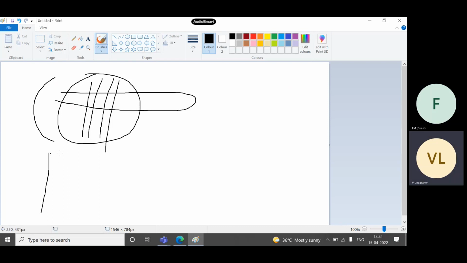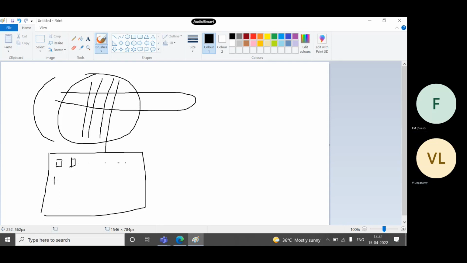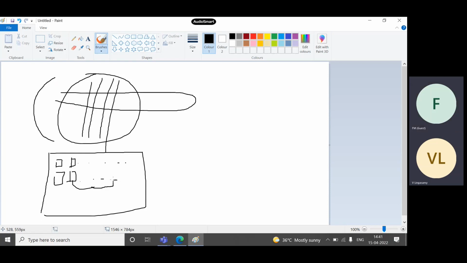In a phase array, we arrange patch elements in this fashion, and each element will be fed like this. It can be a corporate feed or a series feed, so many feeds are there. Likewise, we always feed like that.